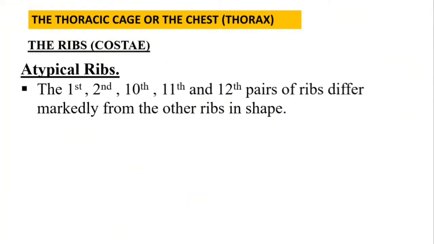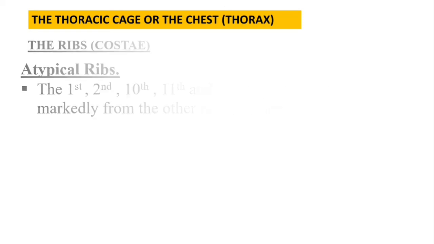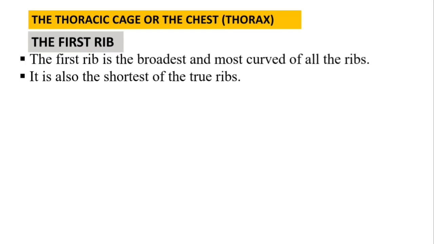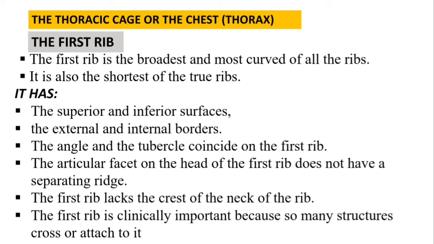Now let's talk about the atypical ribs. That's the first, second, 10th, 11th, and 12th ribs. These ones differ from other ribs in shape. Let's look at the first rib. The first rib is the broadest and most curved of all the ribs. It is also the shortest of the true ribs. These are the most important characteristics of the first rib.